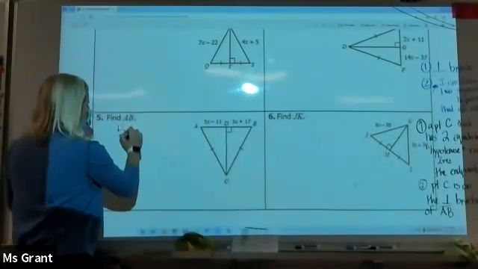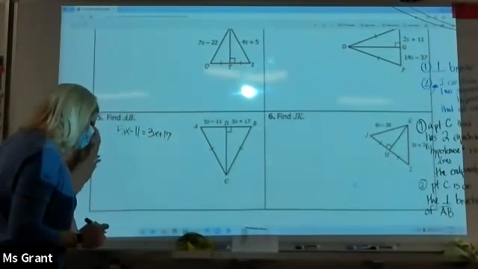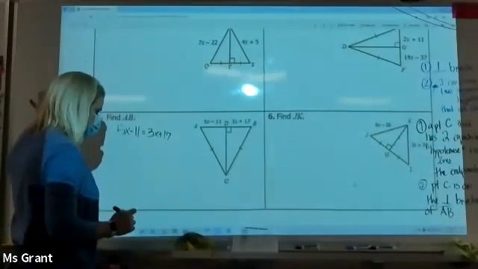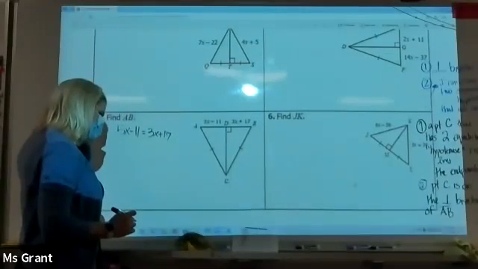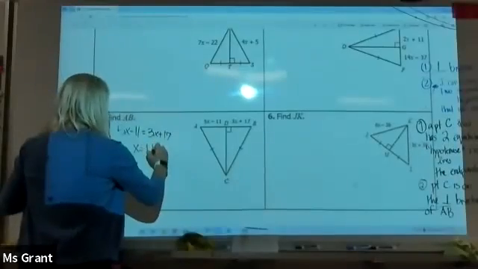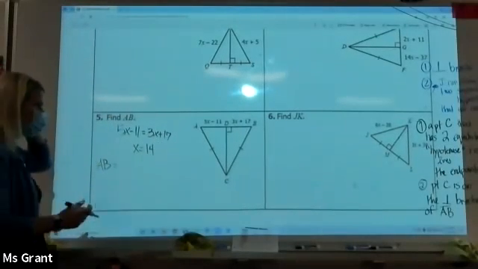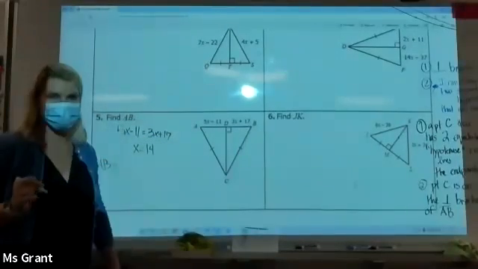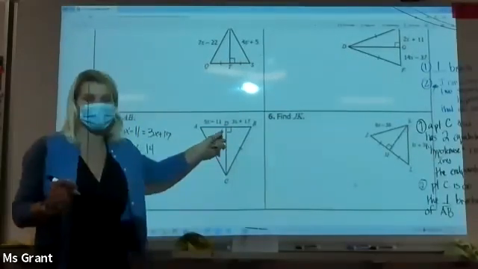So, Zoomers, you had to do number 5. And what's the answer? People on Zoom to number 5. X equals 14. Thank you. Did you read the directions and see that it asked you for AB? So if I know that X is 14, in order for me to find the length of AB, I need to plug 14 back in.